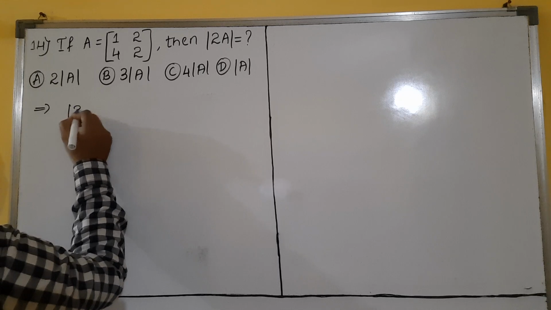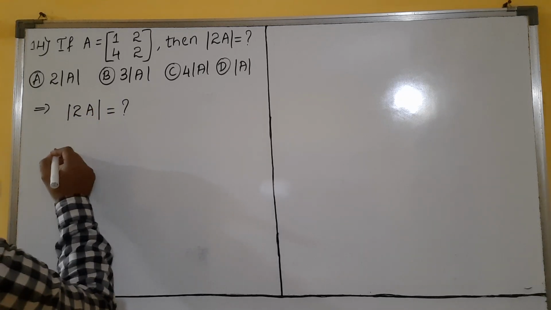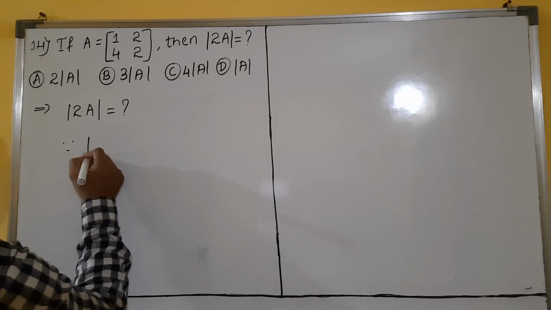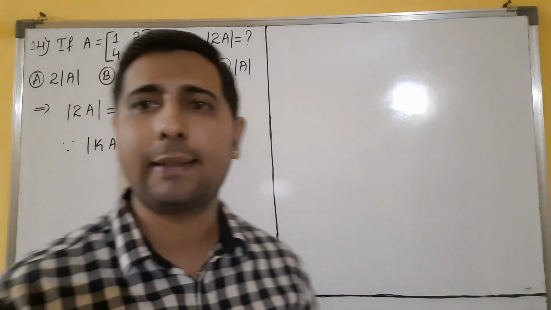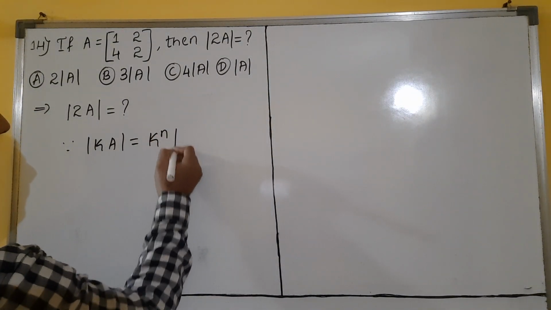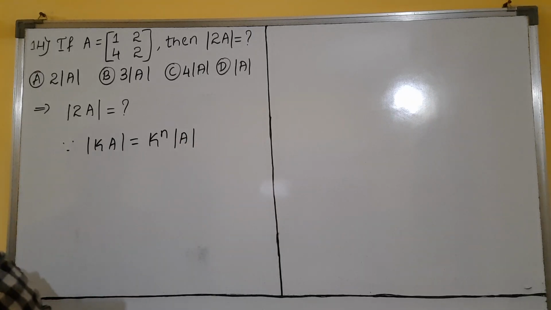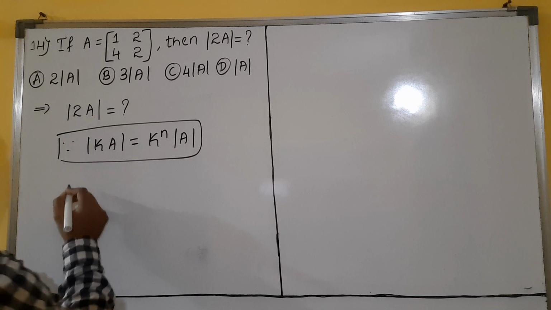So I have to find the determinant of 2A. Can you remember, dear students? Determinant of K into A. Just now we have discussed this in this class. Yes or no? Determinant of K into A is what? K raised to n into determinant A. Yes sir? So now this is the formula for our question.